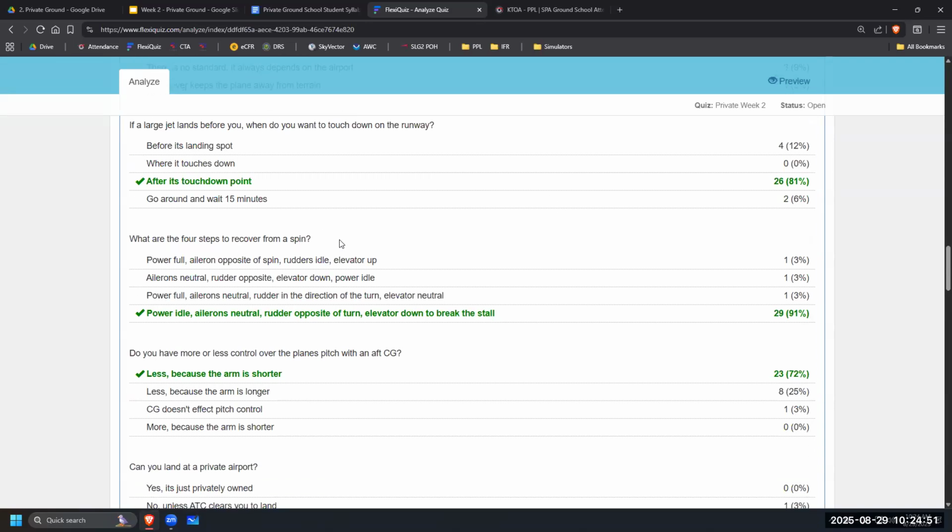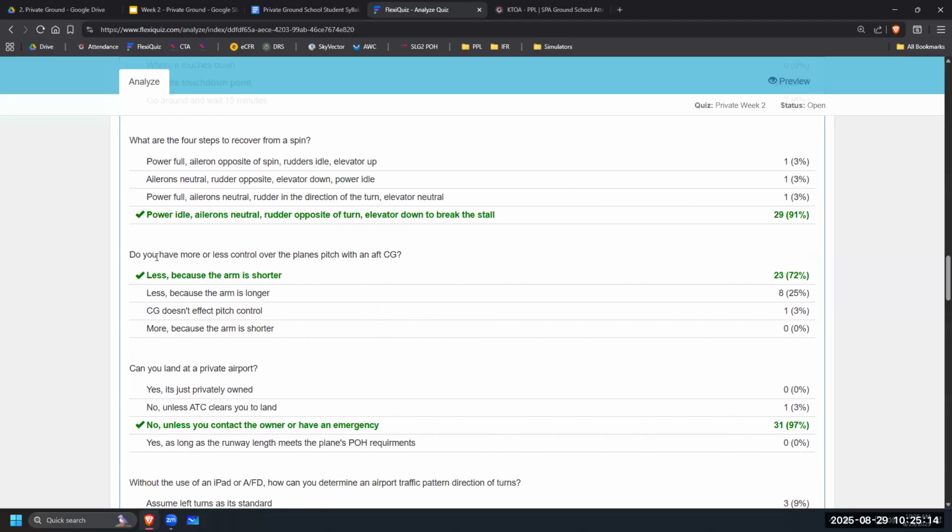What are 4 steps to recover from a spin? 91 is really good. I would have liked 100. But again, 29 responses, there's not 29 of you in here. So how's that work? I don't know. I'm going to assume that all of you in here got it. Power idle, ailerons neutral, rudder opposite of turn, elevator down to break the stall.